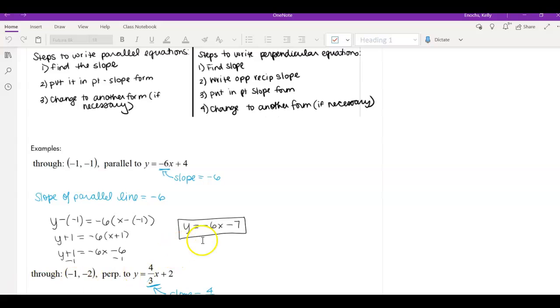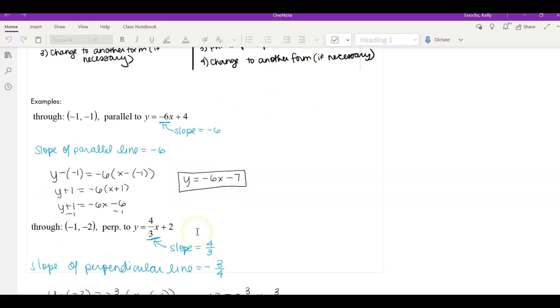If I graphed both of those, negative 6x plus 4 and negative 6x minus 7, then I would find that I have a set of parallel lines. And that's how you can double check to see if you did that correctly. You can plug those in on your calculator and double check to make sure they're parallel.